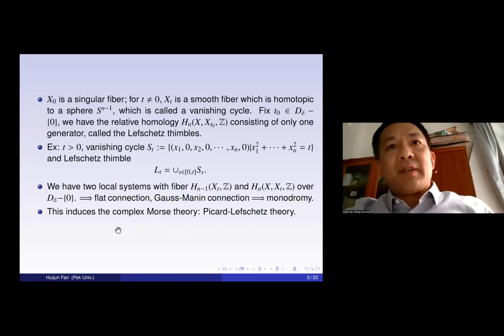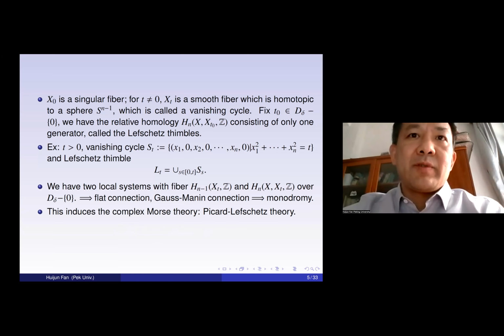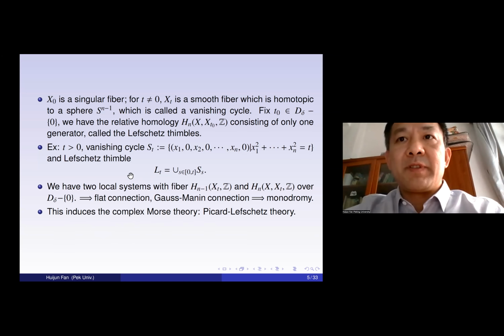So you can compare the difference between Morse theory in the real case and in the complex case. In the real case, you have only one direction. You can see the level set, right? So you have only one direction. But in the complex case, you have two directions. You can see the change if you let the values of f go along the region. So this induces the complex Morse theory, the so-called Picard-Lefschetz theory.